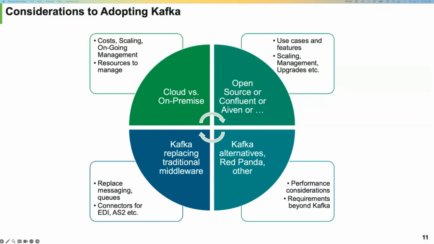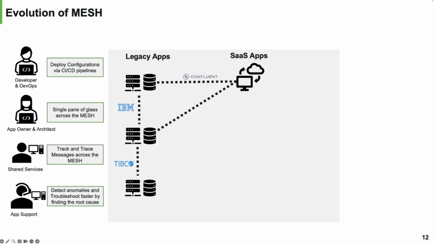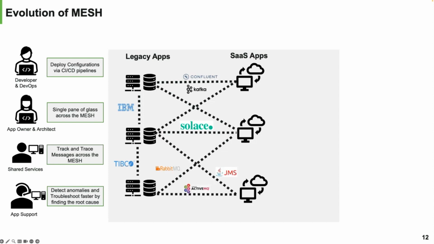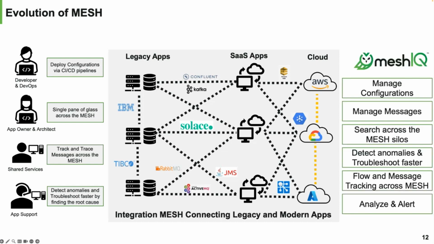Okay, so now if we look at that and we bring that into the mesh, and we go to the next slide, go ahead and do the builds across there while I'm talking. The key thing is that in the mesh, there are a lot of different players. You're not going to have just Kafka. You may have multiple things. You'll have Kafka, you'll have Solace, you'll have ActiveMQ. And that's where meshIQ comes into the picture really well, because this is what we've been doing for quite a while already, dealing with the fact that there are many different messaging services out there.